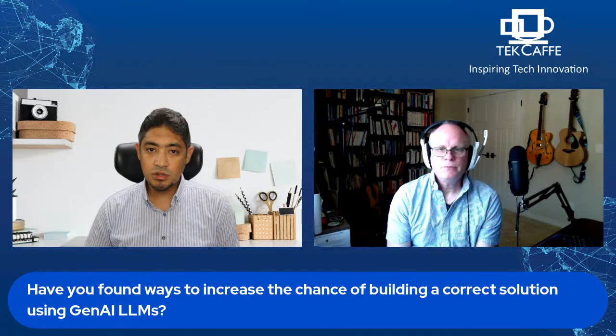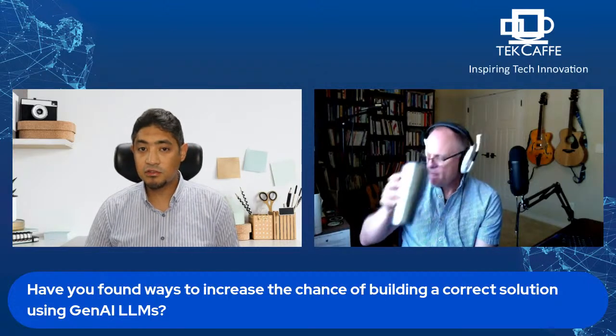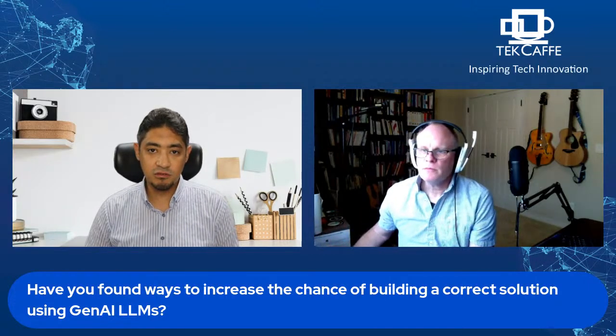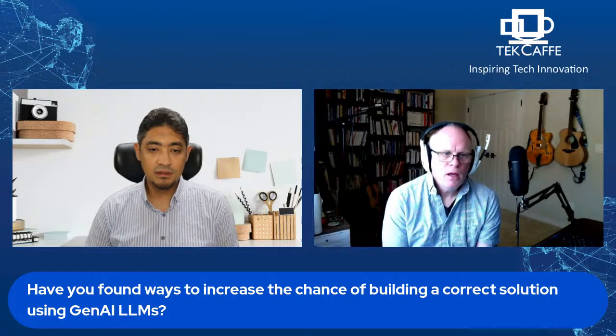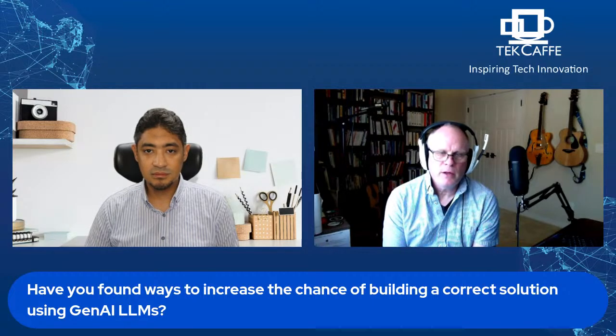Sometimes the solution generated by GenAI LLMs is incorrect. Have you found ways to increase the chance of building a correct solution? Yeah, I mean, a lot of this does go toward providing examples and style, but it's going to get things wrong from time to time.